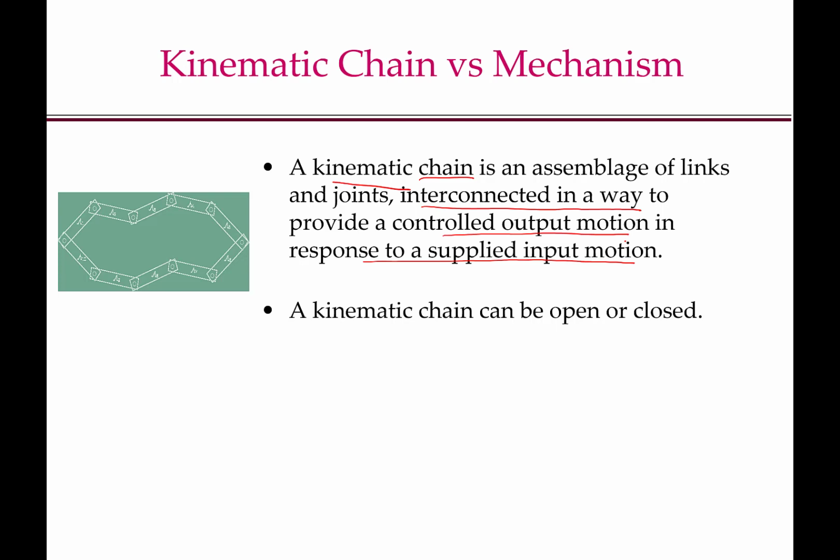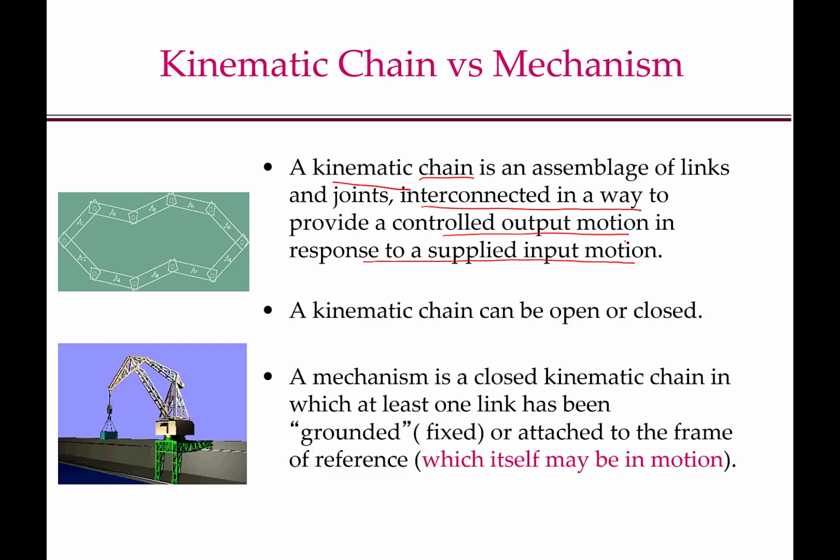So a kinematic chain can be open or closed. For example, a robot arm or your arm by itself is an example of a kinematic chain that is open. An example of a kinematic chain that is closed is a crane. A mechanism is a closed kinematic chain in which at least one link has been grounded.